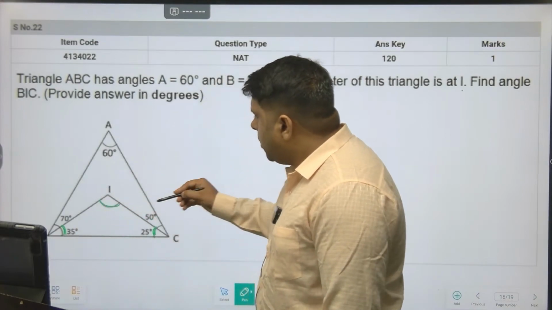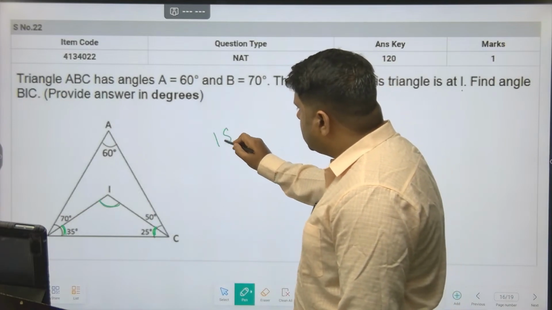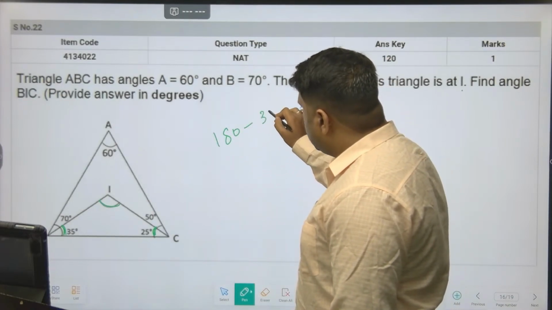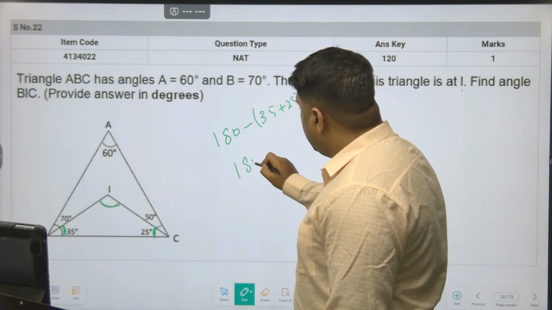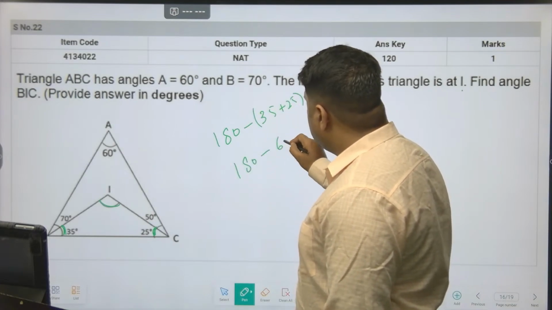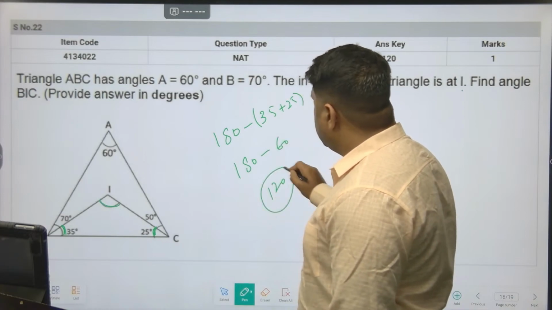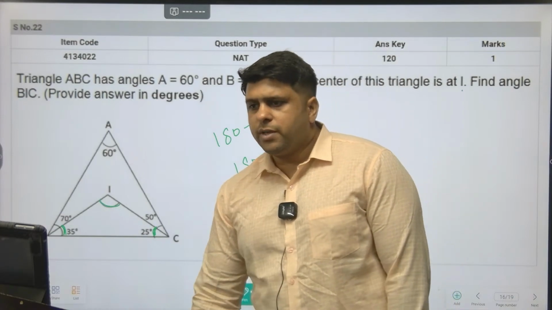So from 180 degree, directly cancel this one. 180 minus 35 plus 25. 180 minus 60. So our answer is 120 degree. Directly we can solve it.